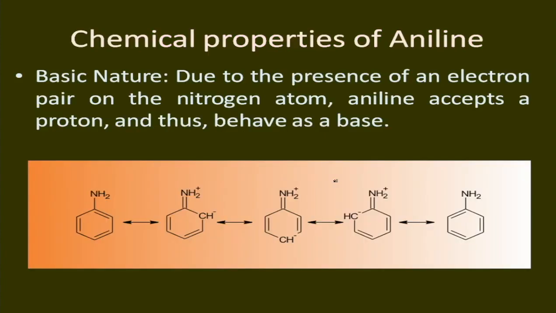Chemical properties of aniline. Basic nature. Due to presence of an electron pair on the nitrogen atom, aniline accepts a proton and thus behaves as a base. So nitrogen has a lone pair.